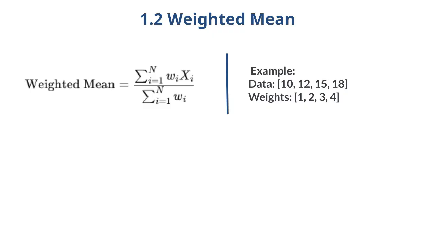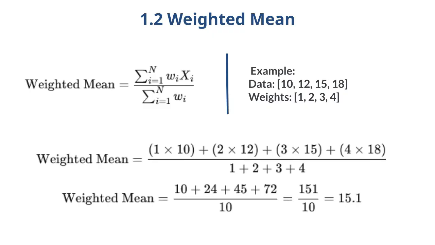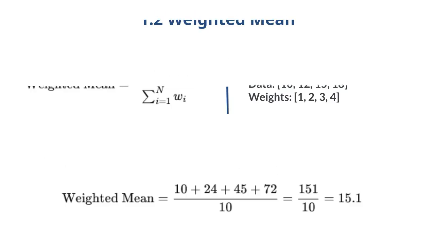The weighted mean is calculated as the sum of 1 times 10, plus 2 times 12, plus 3 times 15, plus 4 times 18, divided by the sum of 1 plus 2 plus 3 plus 4. This gives us 10 plus 24 plus 45 plus 72, divided by 10, which equals 15.1.